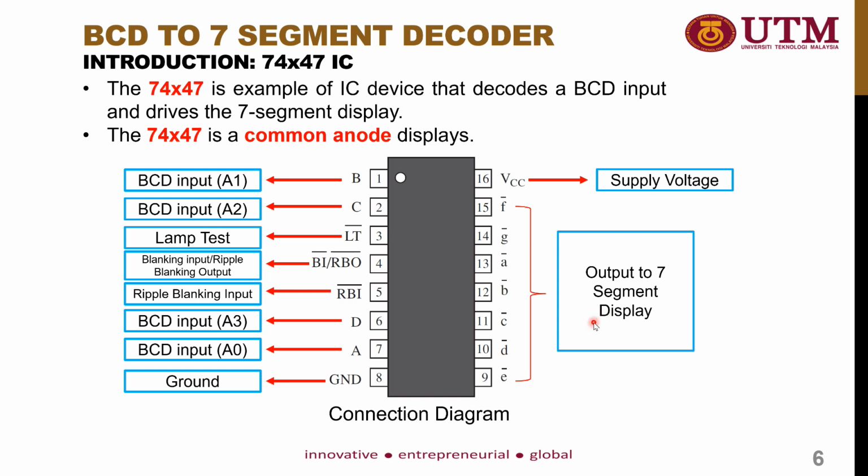So in this lesson, we will not learn about the extra features of the 7-segment decoder, which are the lamp test, blanking input, and ripple blanking input. So we will learn about the other important features, which is how we want to operate the 7-segment decoder.